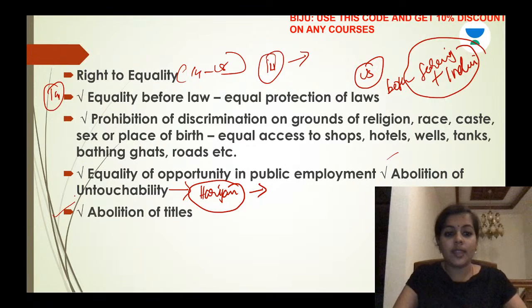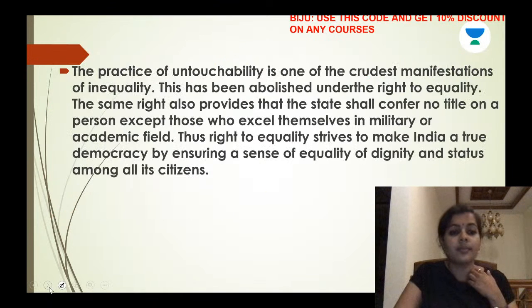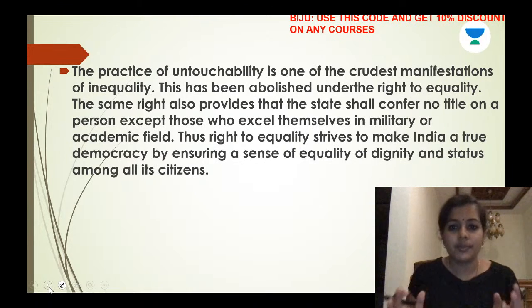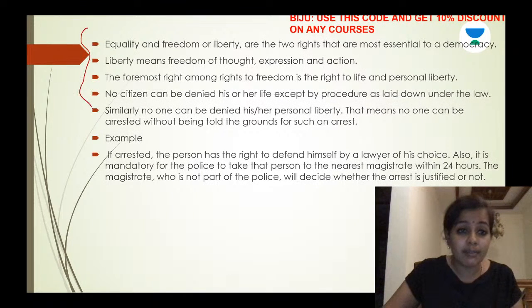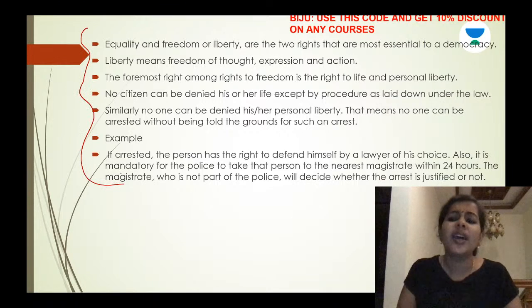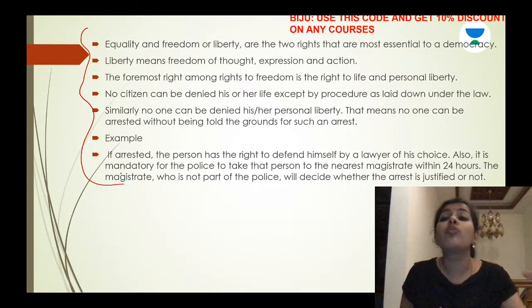We have something extra to discuss. Practicing untouchability is something very bad, and you should not do that at any cost, and it is protected against. This should have come first. So this is about freedom and equality. They are both very crucial for democracy.